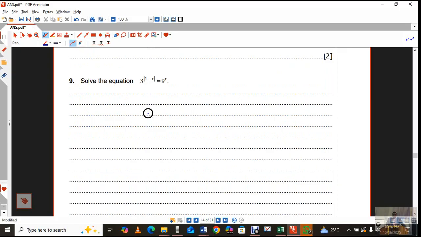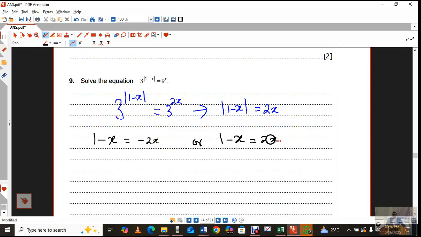Question 9. We are supposed to solve the equation. This is 3 to the power of the absolute value of 1 minus x, and 9 becomes 3 squared to the power of x. Now you can drop those bases. You have the absolute value of 1 minus x is equal to 2x. Then there are two ways to solve this. You can say 1 minus x is equal to negative 2x, or the other one is 1 minus x is equal to positive 2x. That's how you solve it, right?